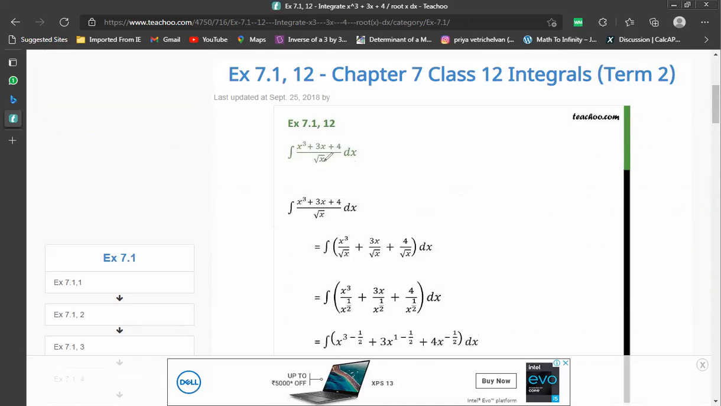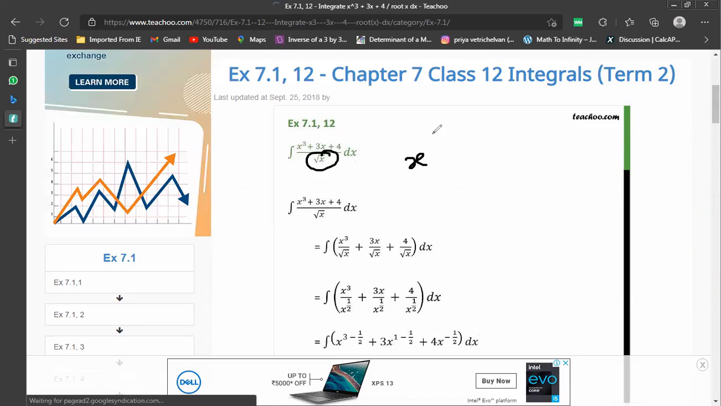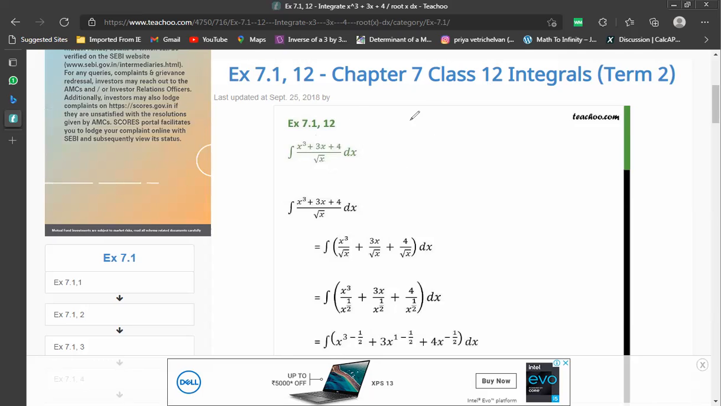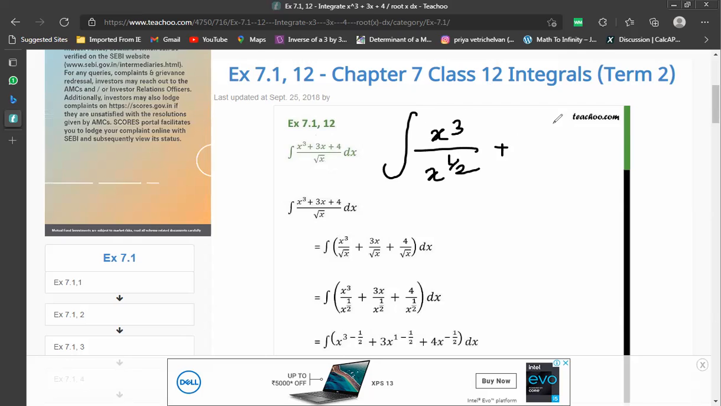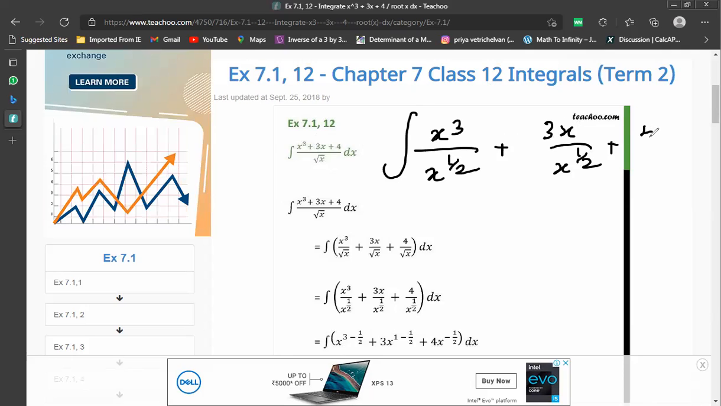In this question, the only twist is you just have to rewrite the square root of x as x power 1 by 2. This x power 1 by 2 is common for all the 3 terms. So you can rewrite this as x power 3 upon x power 1 by 2 plus 3x upon x power 1 by 2 plus 4 upon x power 1 by 2. So we just have to simplify this.